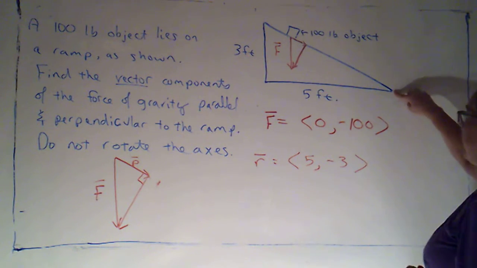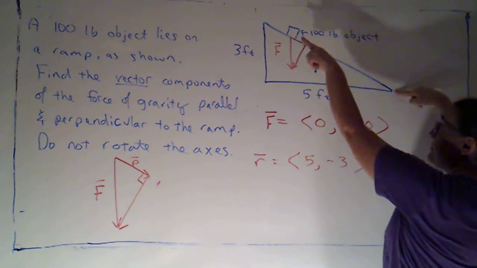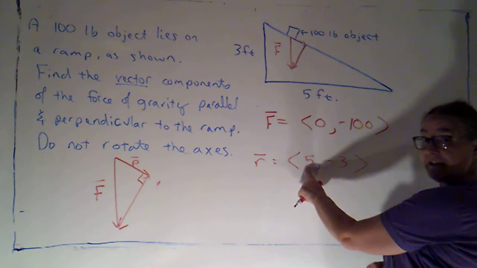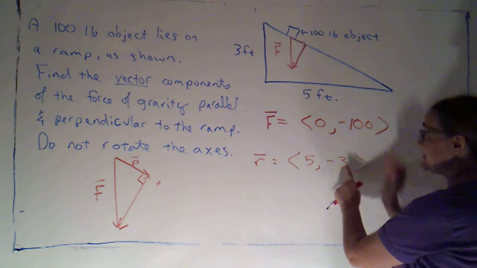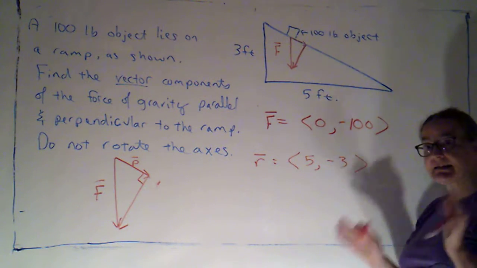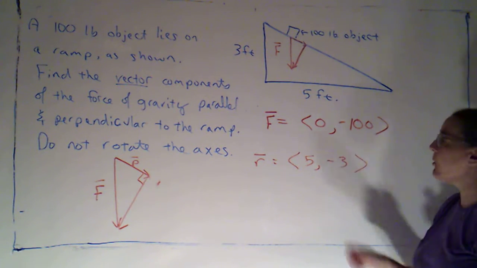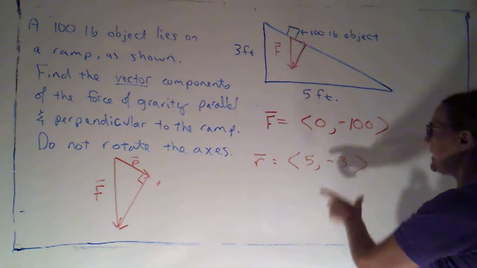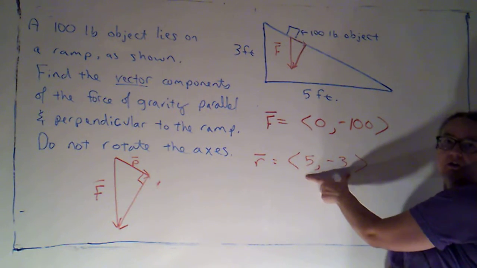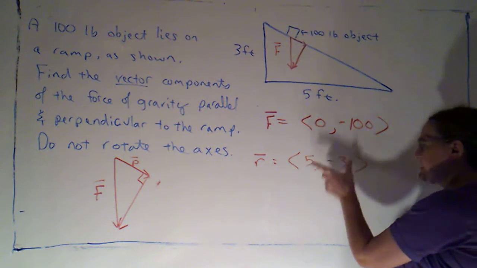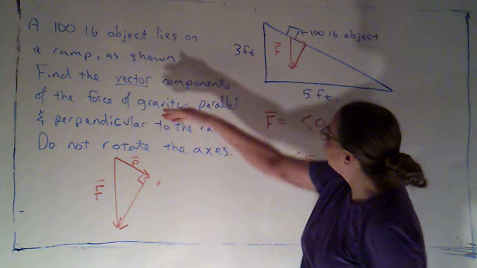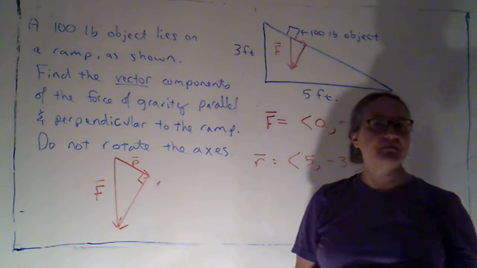If you wanted your vector parallel to the ramp to be pointing up the ramp, you could certainly do that. Then you'd be going left 5, so you'd have a negative 5, and up 3, so this would be a positive 3. Does not matter which direction we go. I've chosen the direction so that now my projection will actually be a positive multiple of this ramp vector, because the ramp vector I've chosen is going right and down, and that's the direction that this projection is going to be going as well.